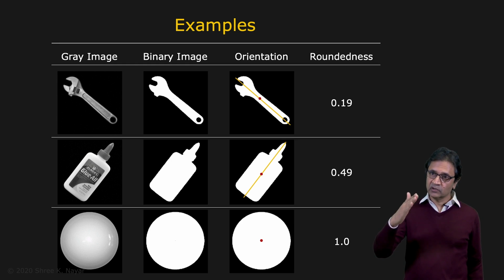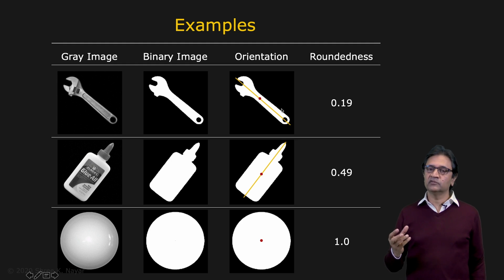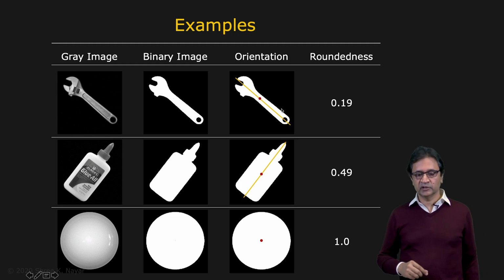And then the position and the orientation, that is the red dot and the axis, is the information that you would choose, for instance, to program a robot to go and pick up the object.